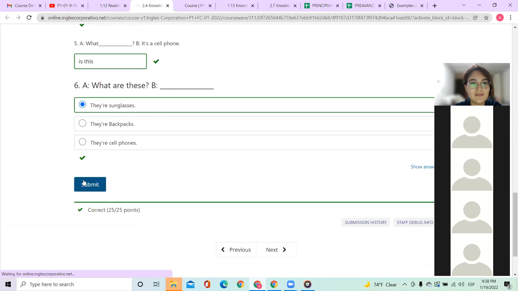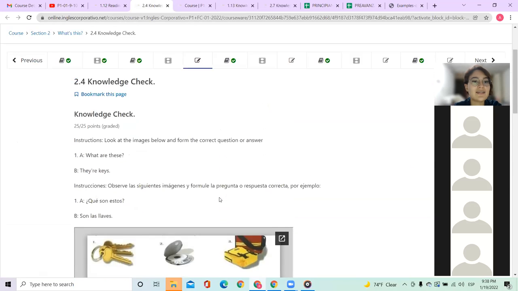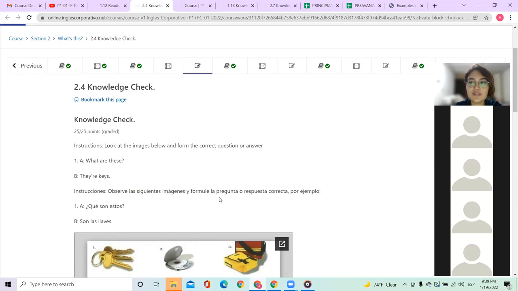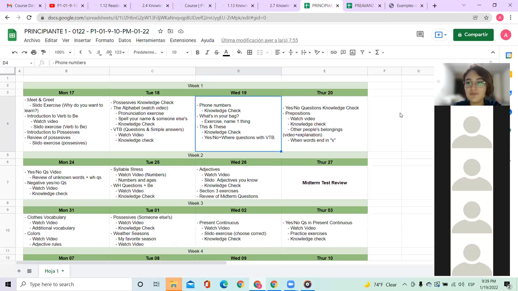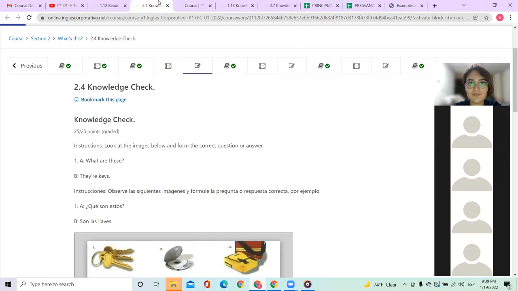Number one. That's right. There we go, and we've got all of the points. Excellent. Ya hicimos entonces este knowledge check about this and this. Any questions so far from anyone? Vocabulary, this and this. Any questions that you might have? Nope. All good?